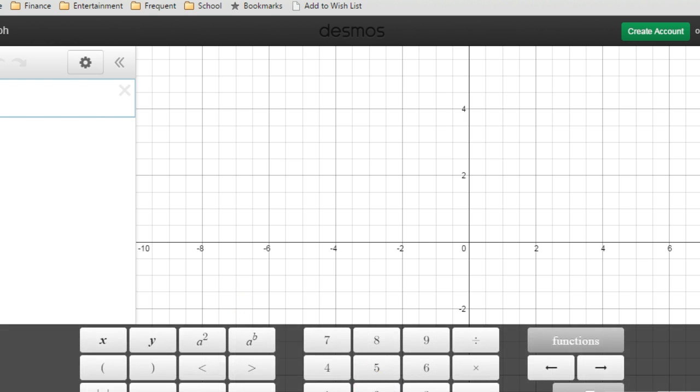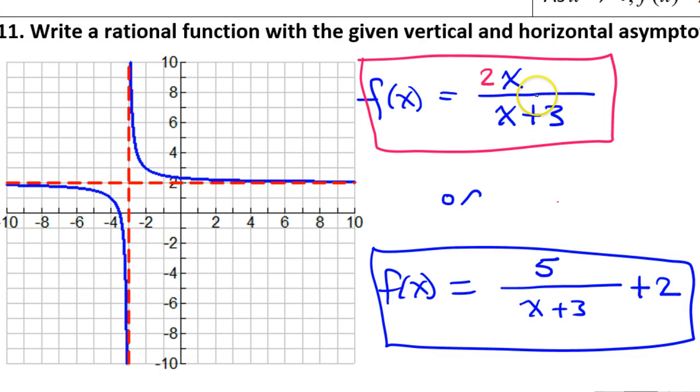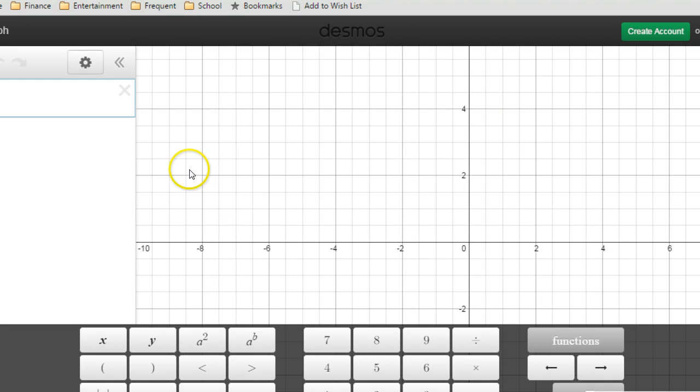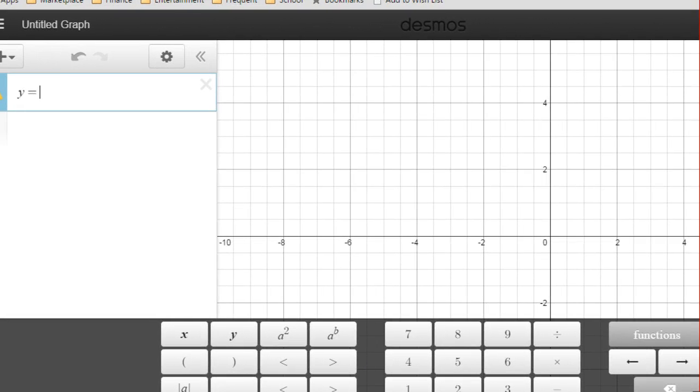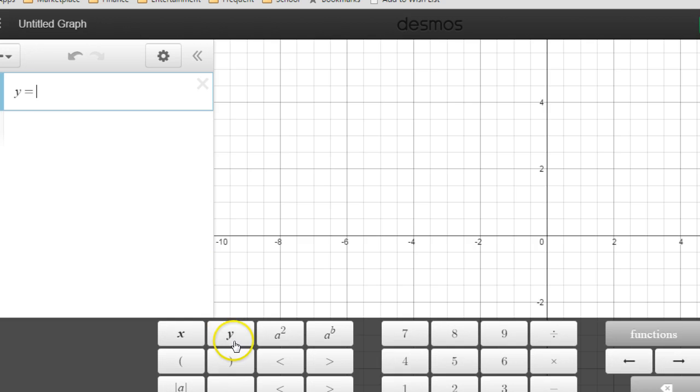Okay, so here I am at Desmos. My first function is 2x over x plus 3. So I'm going to type y equals, you can't really see this, maybe I'll scoot over so you can. I'm typing in over here, y equals, and if I hit the division key, I go into fraction mode, and we wanted 2x over x plus 3.